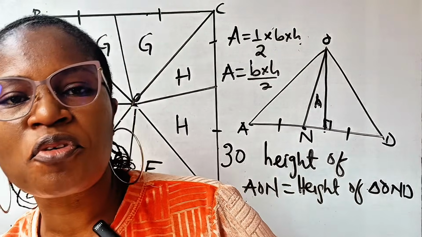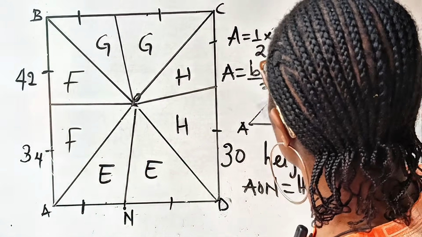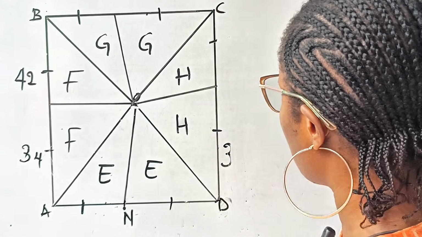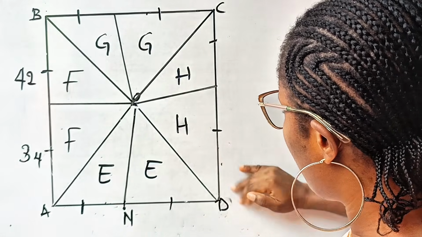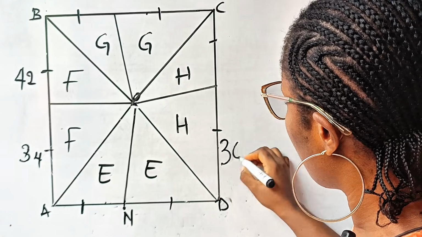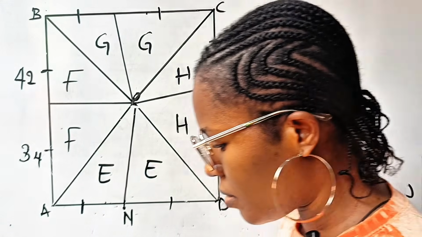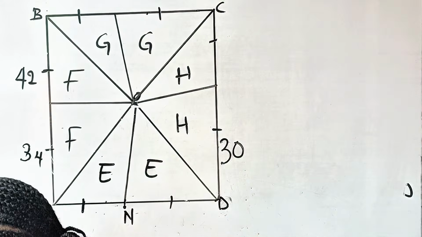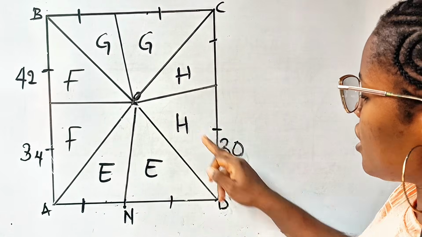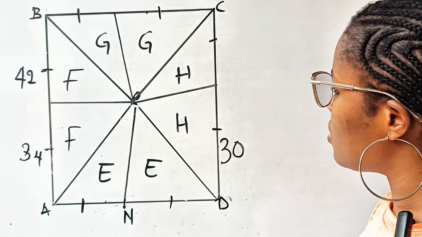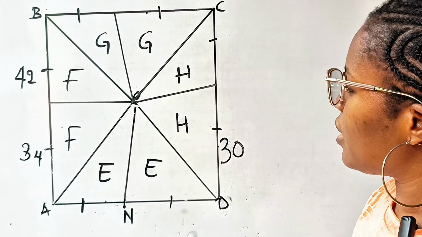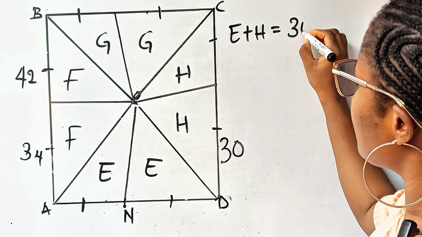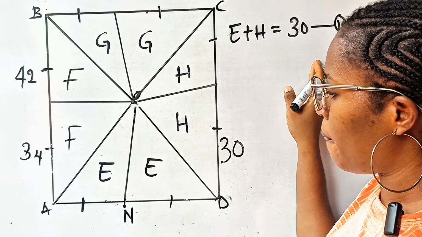Now, what do we do from here? How important is this actually? This is what I want us to do. Okay, this place is 30, the area. Now, remember that E plus H will give us this area, right? So we can say, using this equation, that E plus H is equal to 30. Let's call this equation 1.